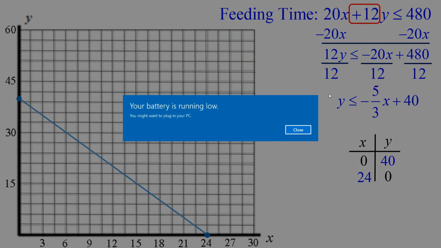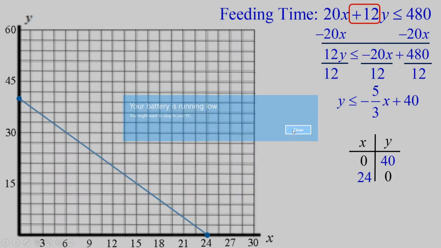Oh, my battery is running low. You might want to plug in your PC. Okay, let's see if we can get through this.